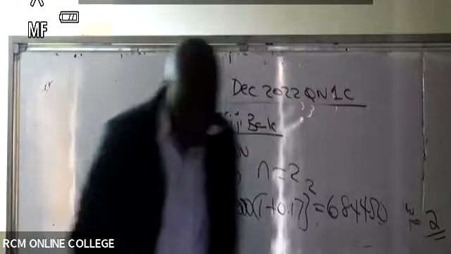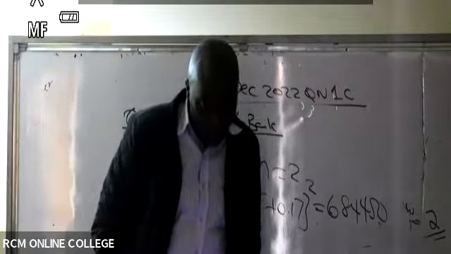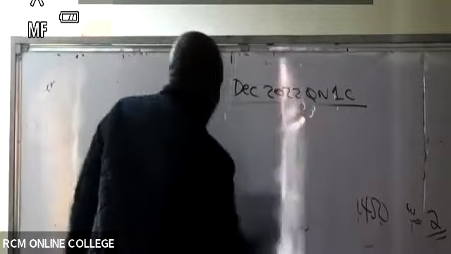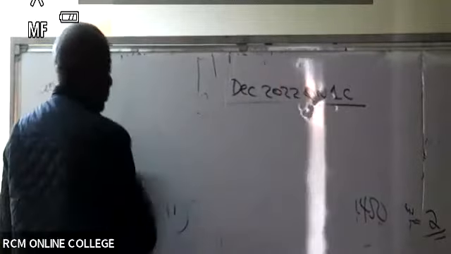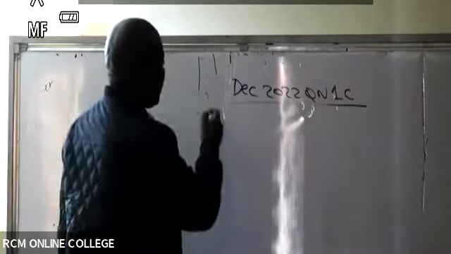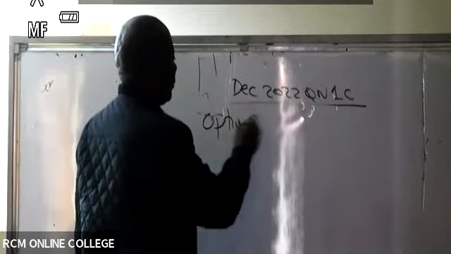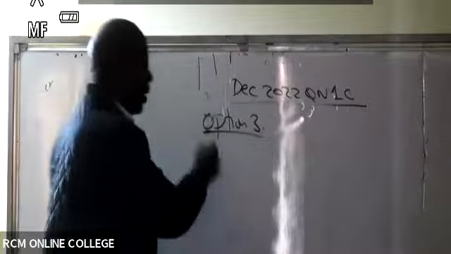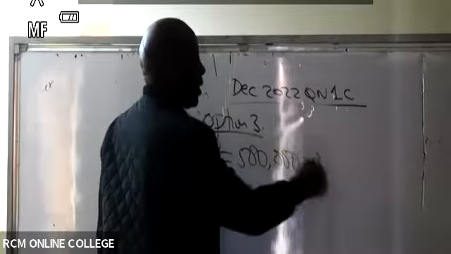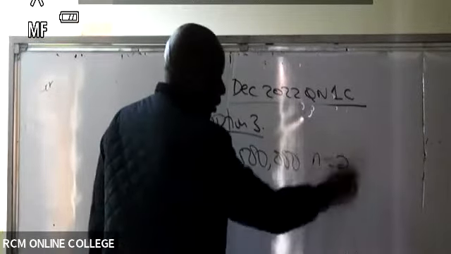Right. So interest, according to one of you, is 184 something. Option number 3. Remember, the principal still remains 500,000. The number of years in this case, how many are there? They still remain at 2.